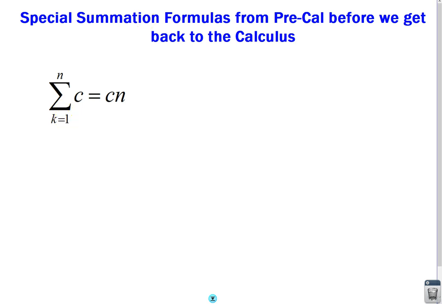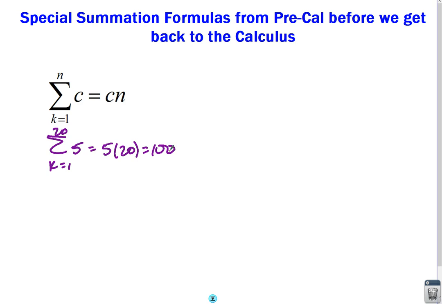So for example, I could have the summation k equals 1 to, let's say, 20 of 5, okay? What that means is that every term in my summation, no matter what value of k, because notice there's not a k here, is basically going to be a bunch of 5s. How many 5s? Well, I'm going to have 20 5s because I want to go to 20 terms. So my sum would be 5 times 20, which is 100, okay? So that's the first one.